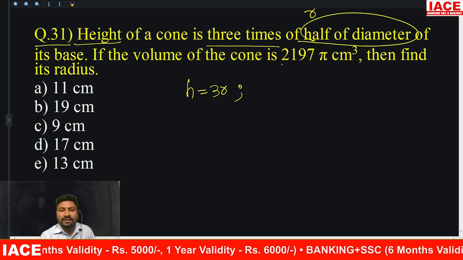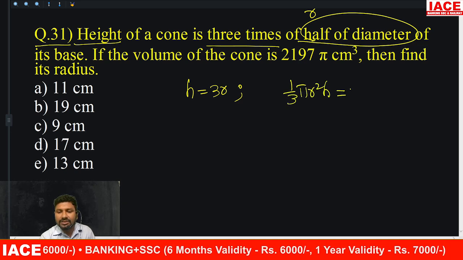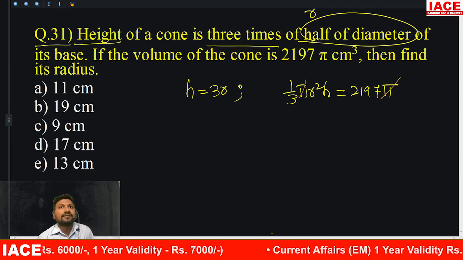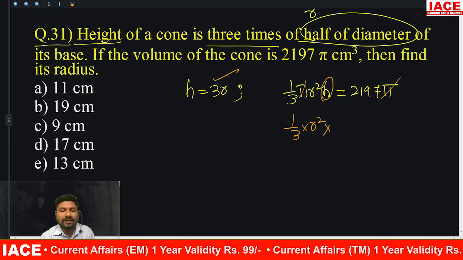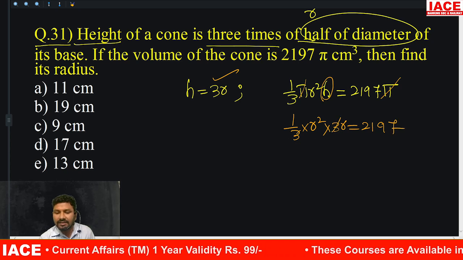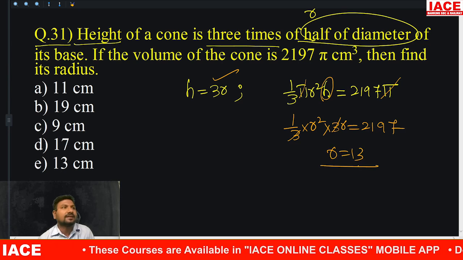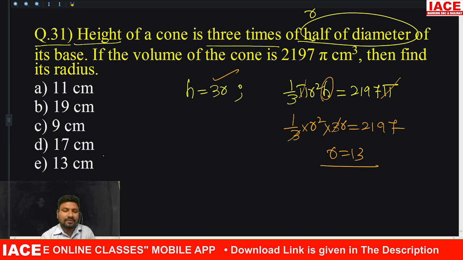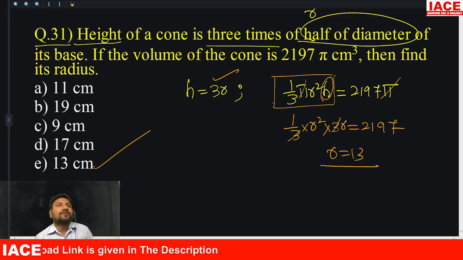If the volume of the cone is 2197 pi, the volume of cone formula is 1 by 3 pi r square h equal to 2197 pi. Both sides pi will be cancelled. We'll substitute height: 1 by 3 r square into 3r equals 2197. The 3 will be cancelled. R square into r equals r cube. R cube is equal to 2197, then r is 13, since 13 cube is the answer. So the radius of the cone is 13 centimeter, option E. Remember the formula, volume of cone is 1 by 3 pi r square h.